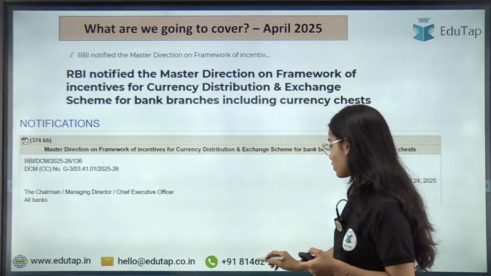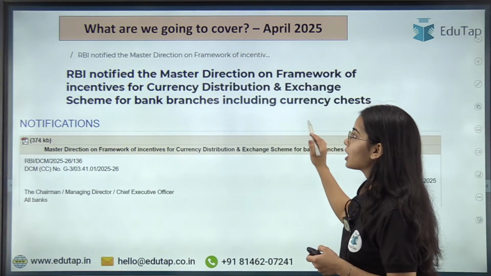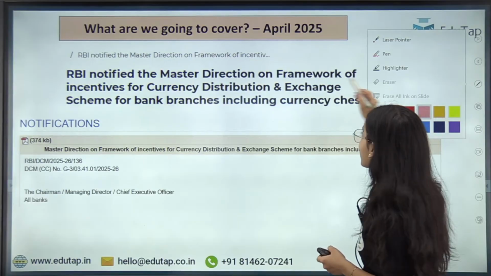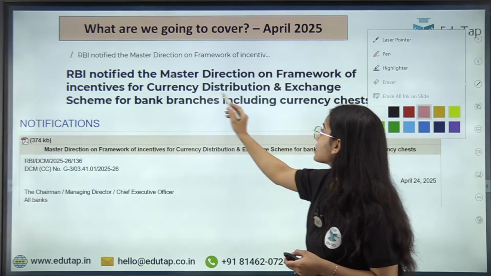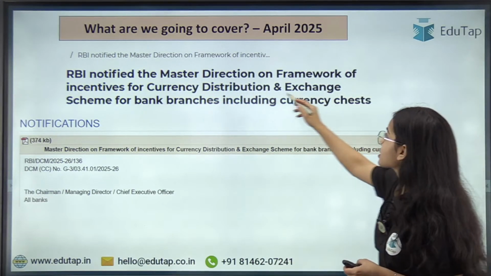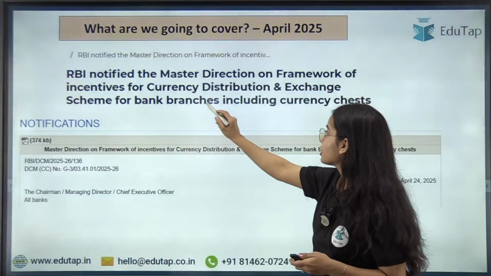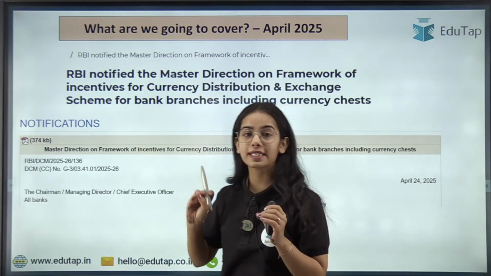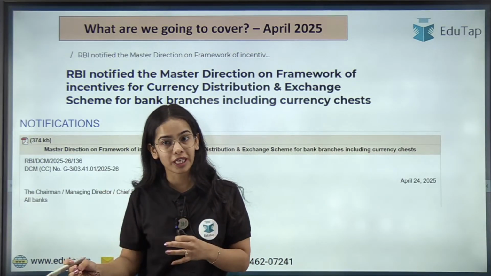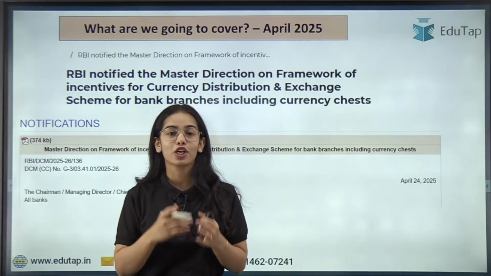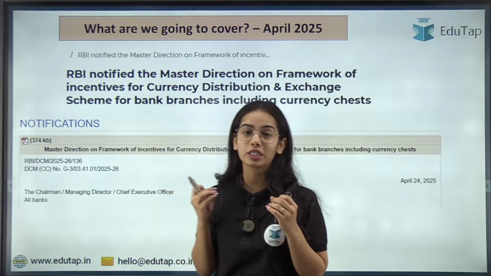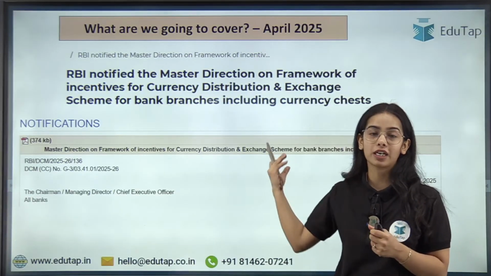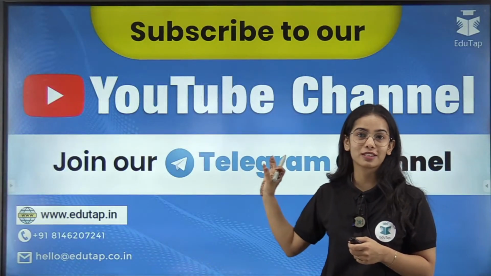And in today's session we are going to discuss a very important master direction. This master direction is regarding the currency distribution and exchange scheme. This scheme is of the RBI under the clean note policy. We are going to discuss the details about this scheme, why it was launched, as well as what incentives are given under this scheme. All of this we are going to discuss in today's session.